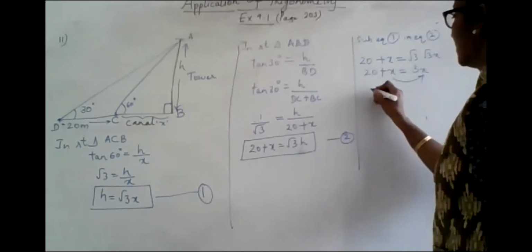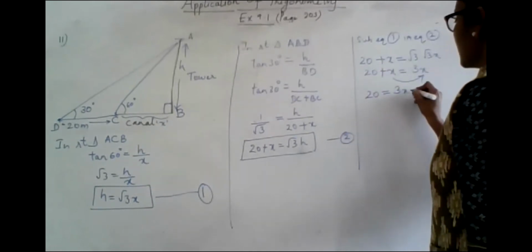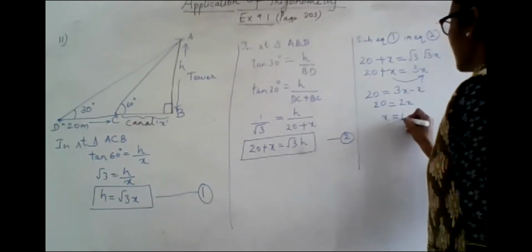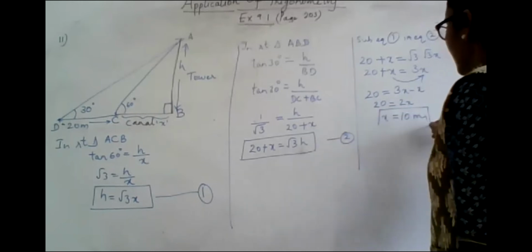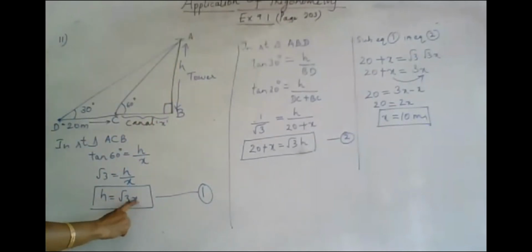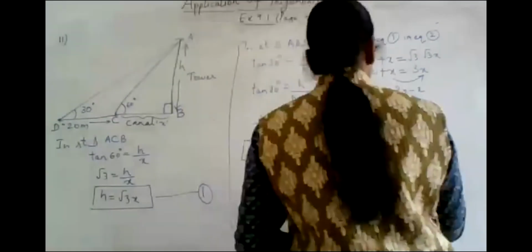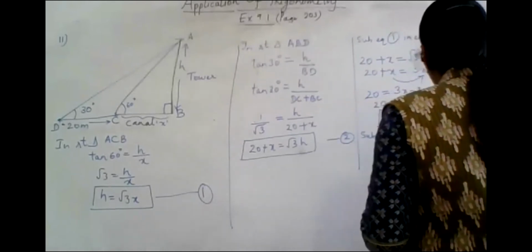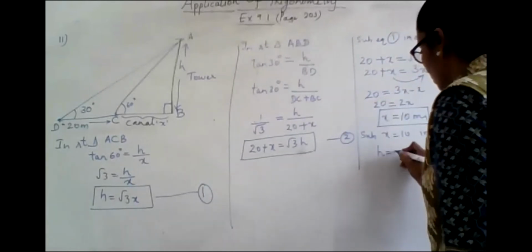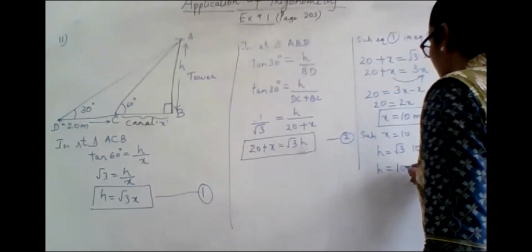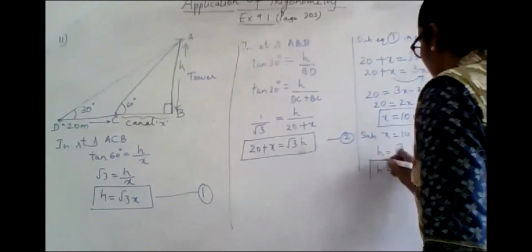Now transpose this here, you will get 20 equals 3x minus x, or 2x is equal to 20, which means x is equal to 10 meters. What is the x that we were trying to find out? X is the width of the canal. Now if I want h, it is so easy, it is root 3 times x. X is already 10. So substituting x equals 10 in equation 1, h is equal to root 3 times 10, or h is equal to 10 root 3 meters.